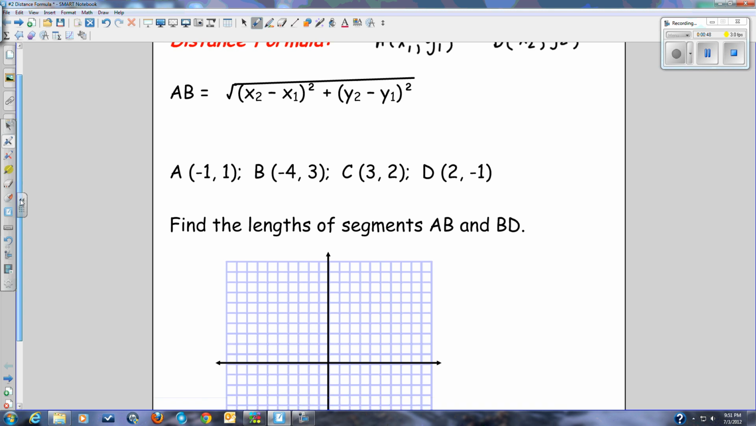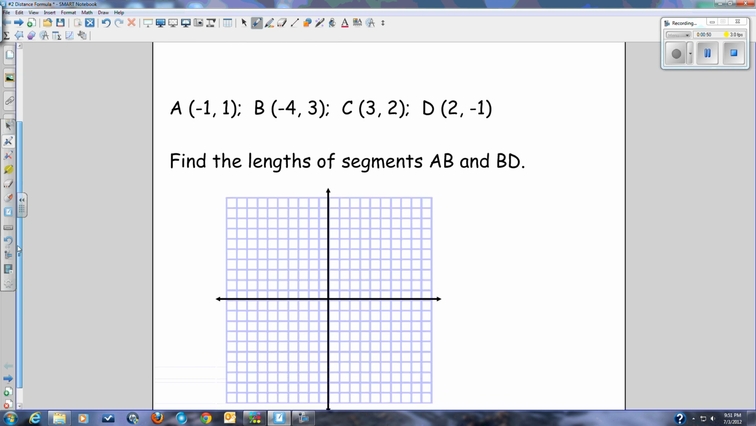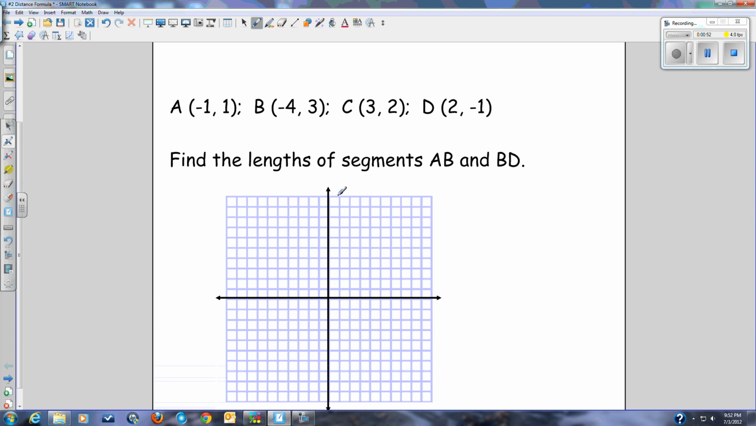Now, what we're going to do in this case is I'm giving you 4 points, and we want to find the lengths of segments AB and BD. So first of all, let's see what this figure looks like that has all of these vertices on it. So if we graph negative 1, 1, here's our first point. B is negative 4, 3. So we're going to go to the left 4, 1, 2, 3, 4, and up 3, 1, 2, 3. So this is A, B.